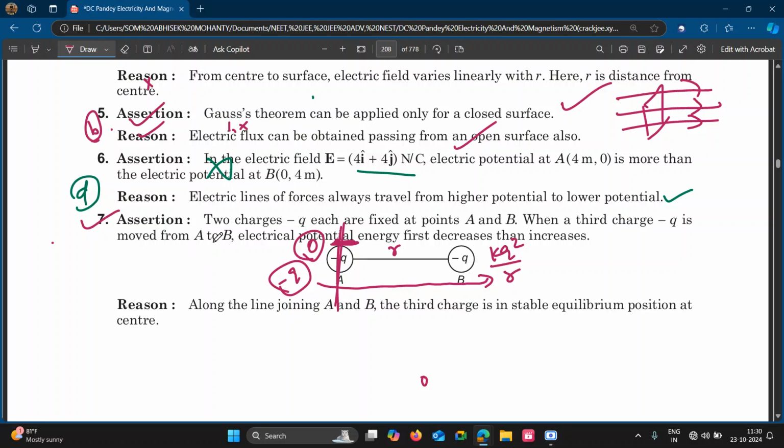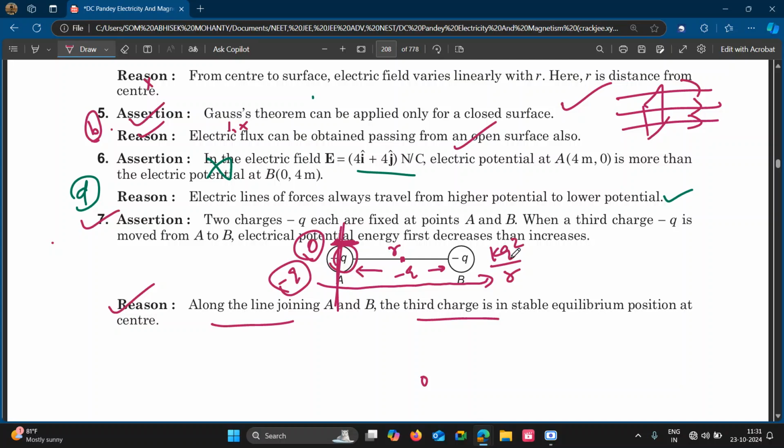Third charge minus q is moved from A to B. Now the third charge will be moving along the line joining. The third charge is in stable equilibrium at the center. If that's correct, it will be in stable equilibrium, because the amount of force in this direction will equal the amount of force in this direction. So forces will cancel out, and it will be completely in equilibrium. So this is correct. Now the thing is about this one.